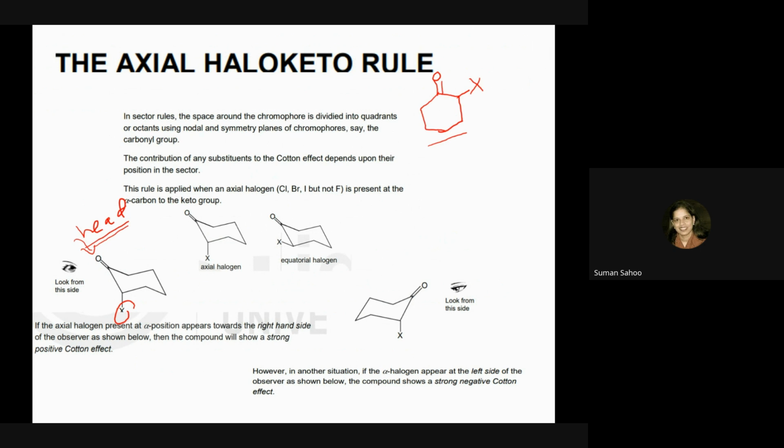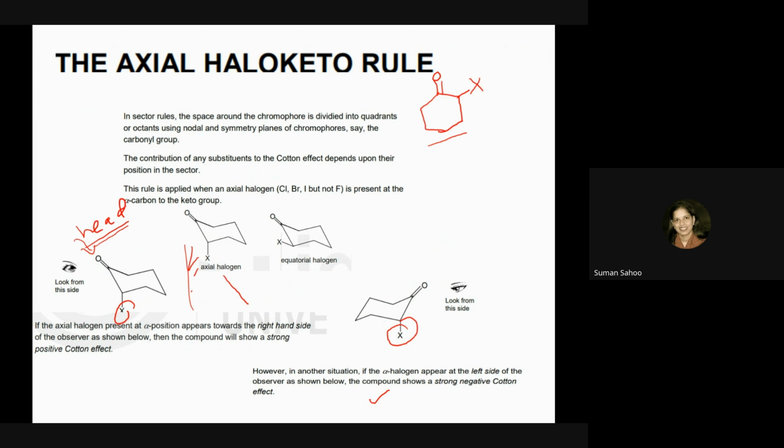Its enantiomer, its mirror image, would be this one. So if this one is giving you a positive Cotton effect, its mirror image should give you a negative Cotton effect. For example, if we see it from this side, then this alpha halogen appears to be on the left side, so that is going to give you a strong negative Cotton effect.